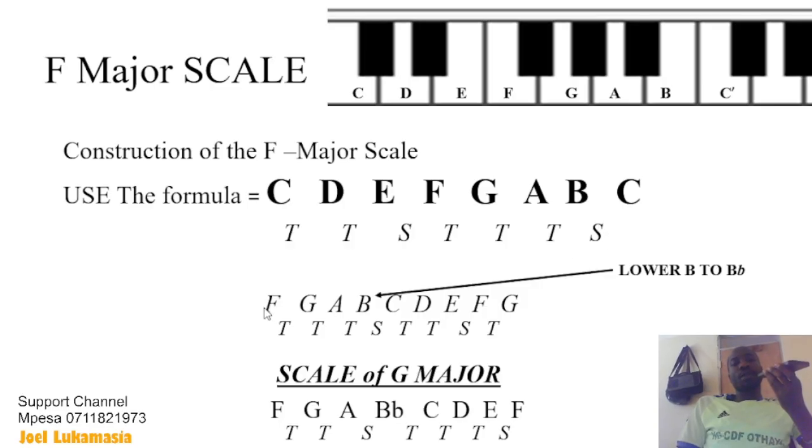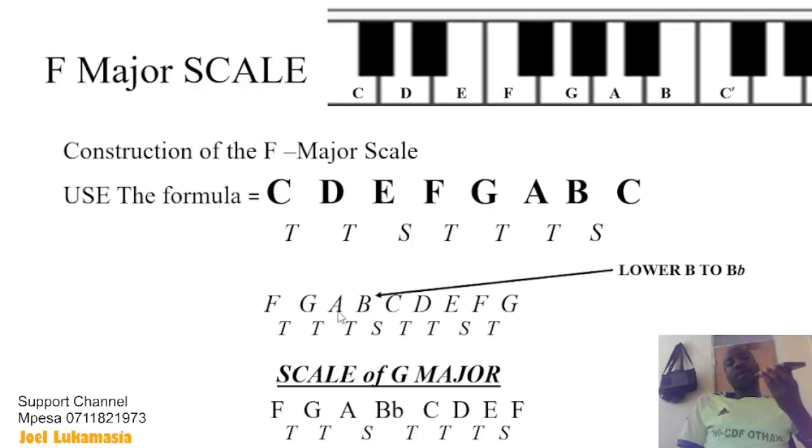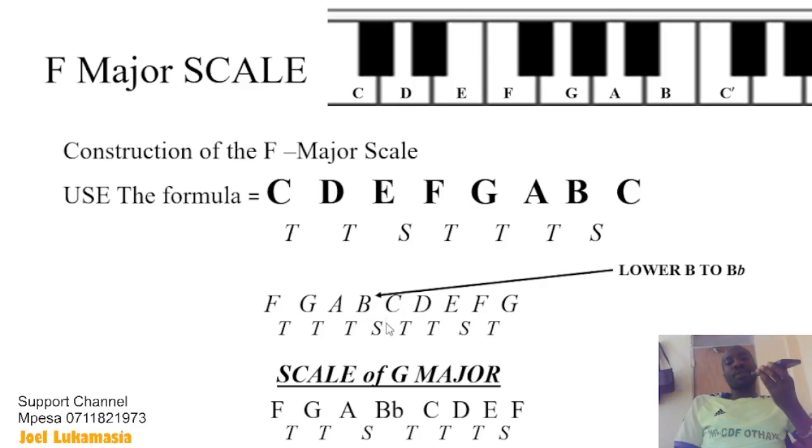But when you look at what you have written, the interval distance from F to G, even on the piano, is 1, so it's a tone. Then from G to A is a tone. From A to B it's a tone. So there's a problem here, because it's supposed to be tone, tone, semitone. So it means we are going to lower this B to B flat, which will create a semitone. Then from B flat to C it will be a tone.